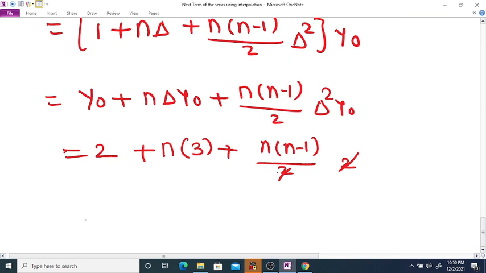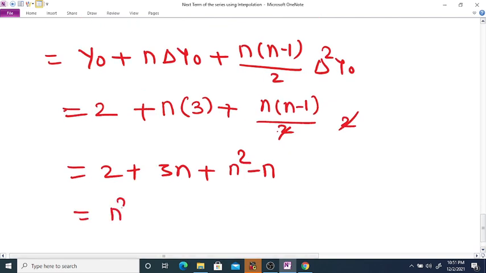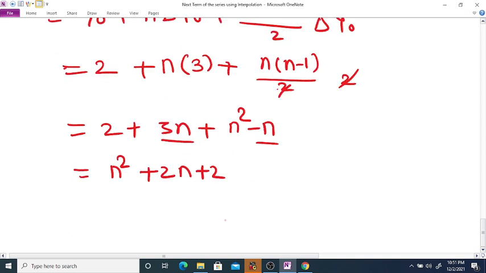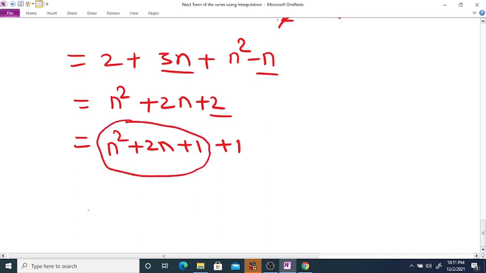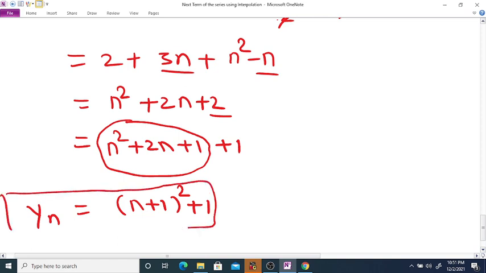It is equal to 2 plus thrice n plus, if you multiply this n inside the bracket, n square minus n. So this is equal to n square plus twice n plus 2. We can write this 2 as 1 plus 1, so n square plus twice n plus 1 plus 1, and we know that the value of this term is equal to n plus 1 bracket square plus 1. So the general term yn is equal to n plus 1 bracket square plus 1.